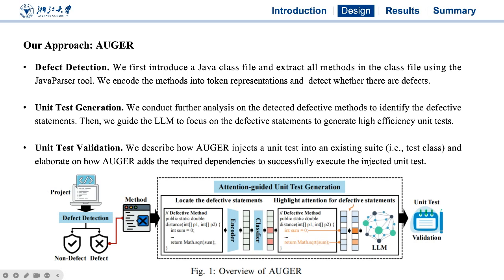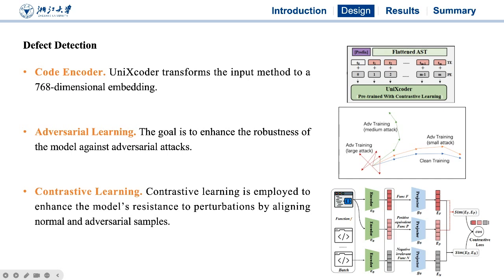To enhance the robustness and performance of the defect detection model, we adopted adversarial learning and contrastive learning frameworks combined with the pre-trained model UniXcoder. The three important components of Augur are as follows.